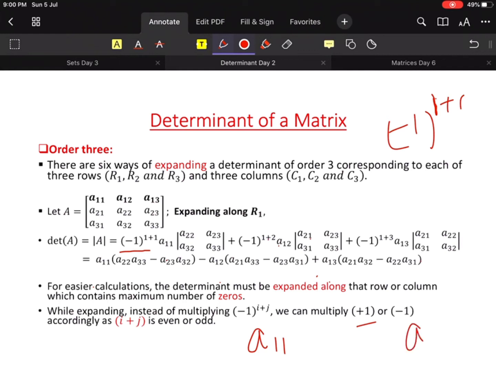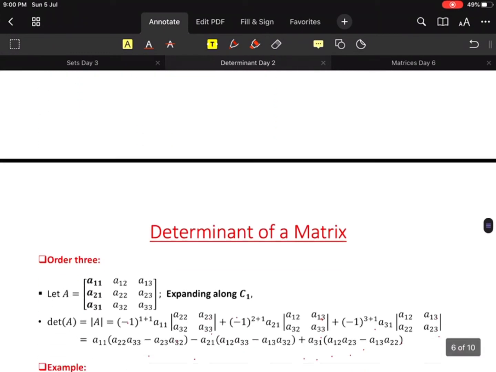Now if I see A23, 2 plus 3 is 5. 5 is an odd number, then I will use -1. If I see A33, 3 plus 3 is 6, that's an even number, so it will be plus. So I don't want to write that thing, to save time. Okay, clear? Now let's move on to the next slide.